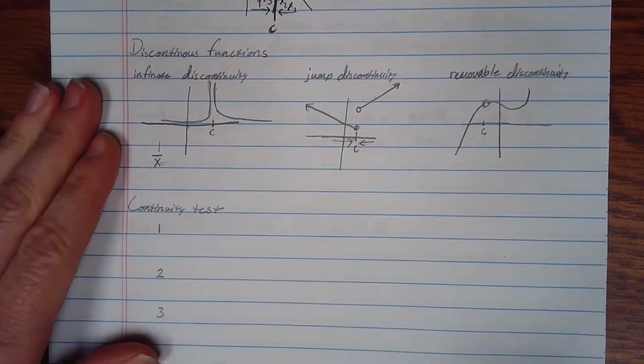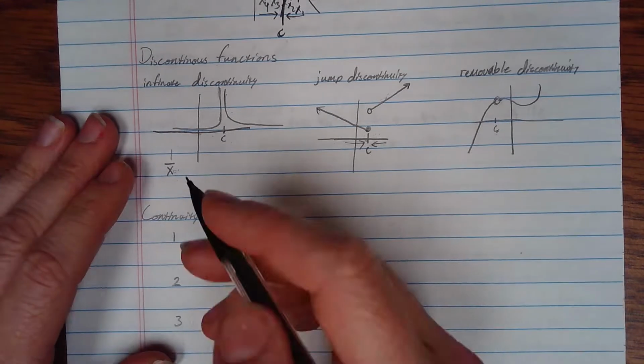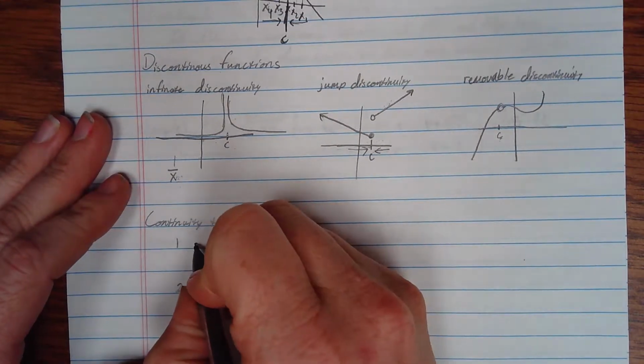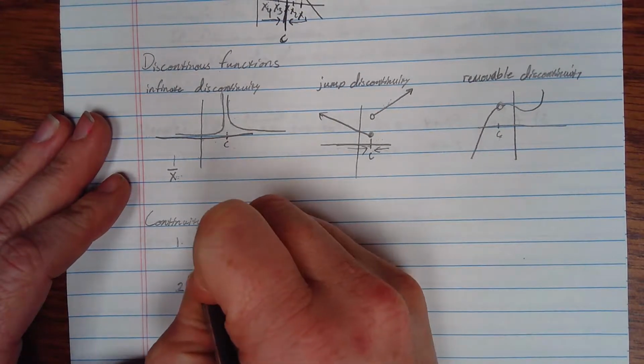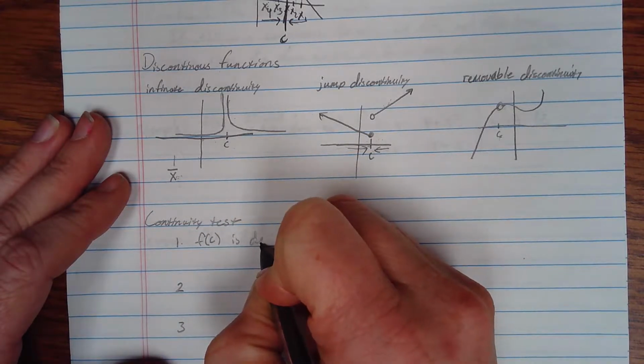So the continuity test, there are 3 statements that you must know, and each one of these, when taken together, will prove that it is continuous at a certain point. It does not mean that it's continuous everywhere. It means that at that point, it is continuous. So, first of all, test number 1, f of c is defined.